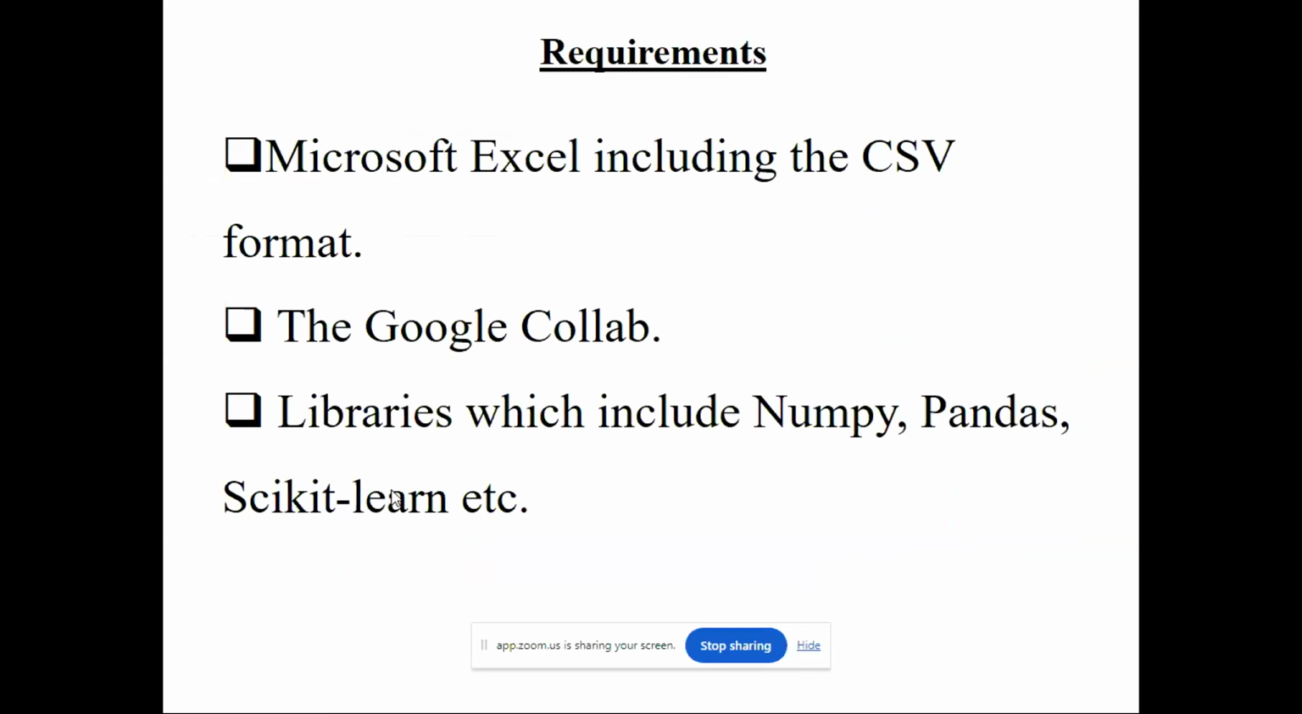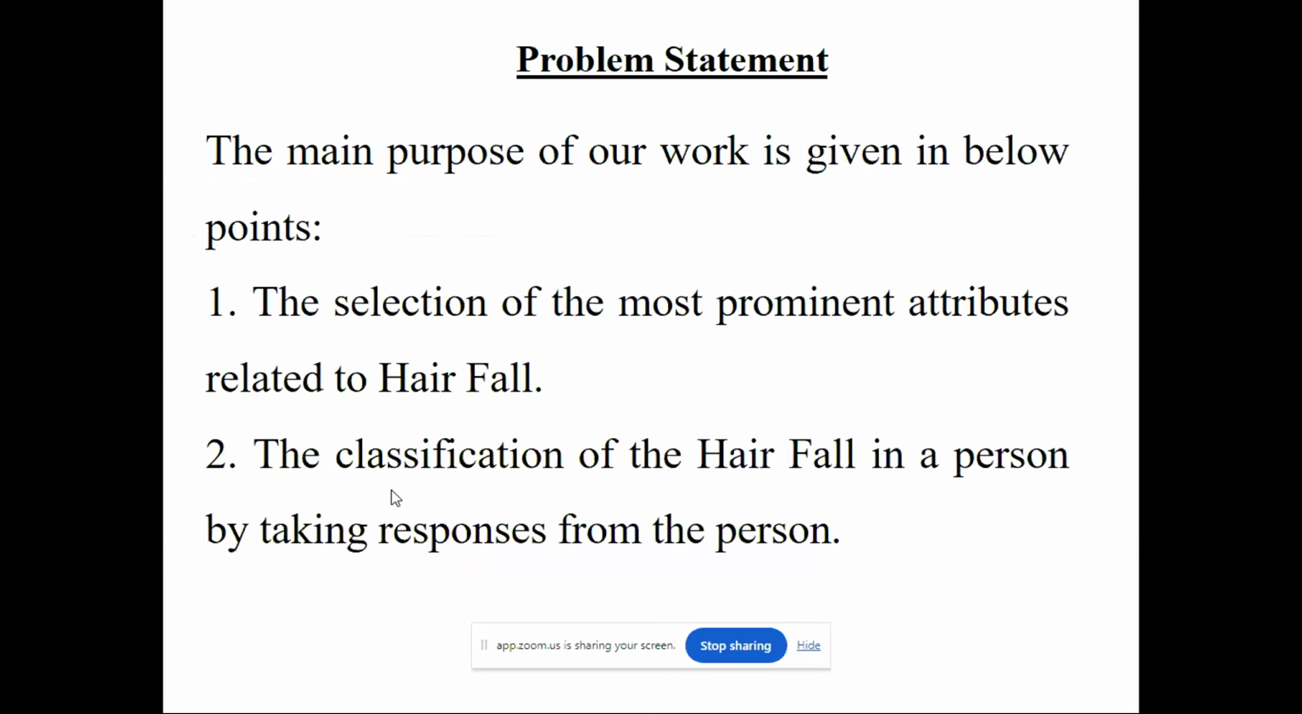The requirements for this research were the data set, which was in CSV format, Google Colab, which was used for running the algorithms, and libraries such as NumPy, Pandas, and Scikit-learn. The main purpose of the research is given below. The first was to select the most important attributes related to hair fall, and the classification of hair fall in a person by taking responses from the person.